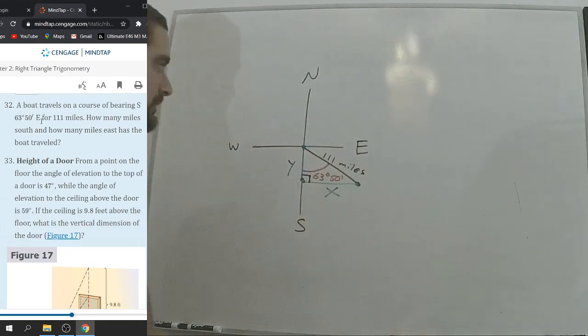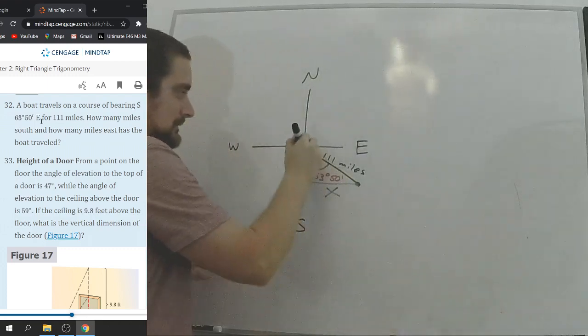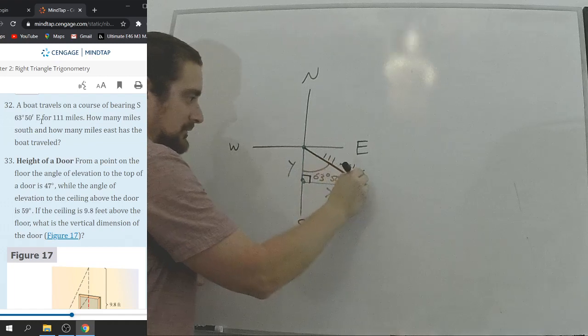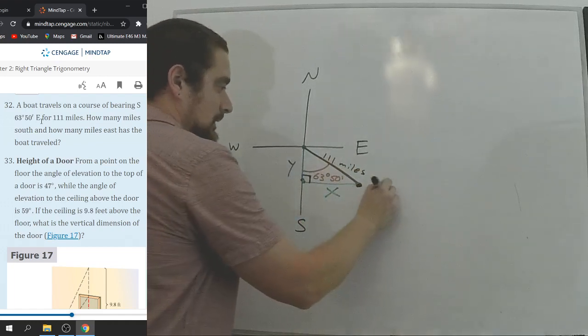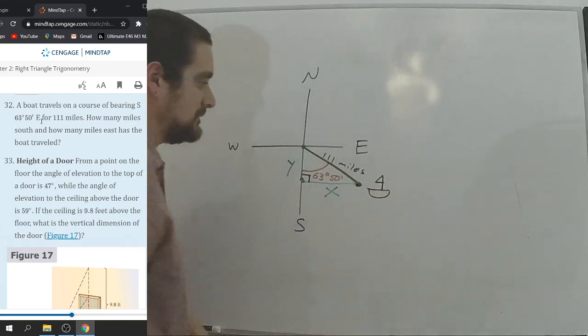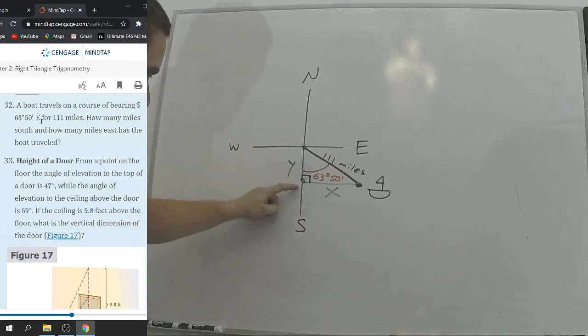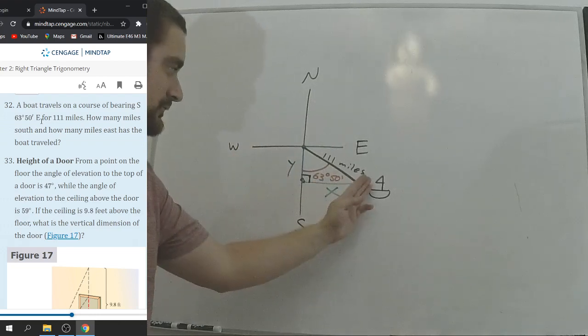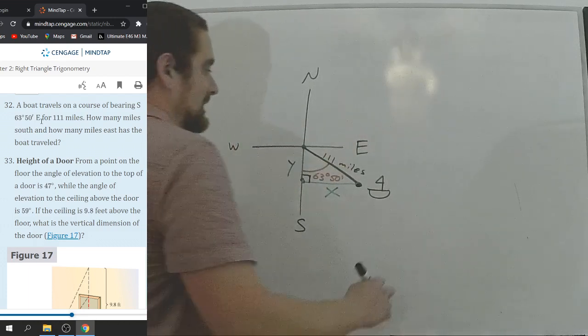Now, we all know that the boat started at some point and just went in a straight line to go 111 miles at this 63 degrees and 50 minutes. The boat itself didn't have to travel, and yes, that's my picture of a boat, the boat itself did not have to travel straight down, turn 90 degrees, and travel straight east. That's not what it's saying. But it's asking for just the south length, just the east length. So we have to break it down.